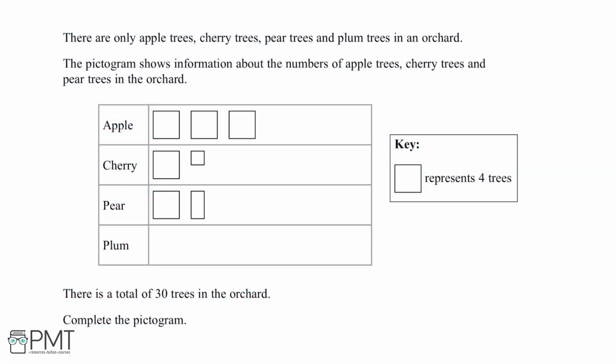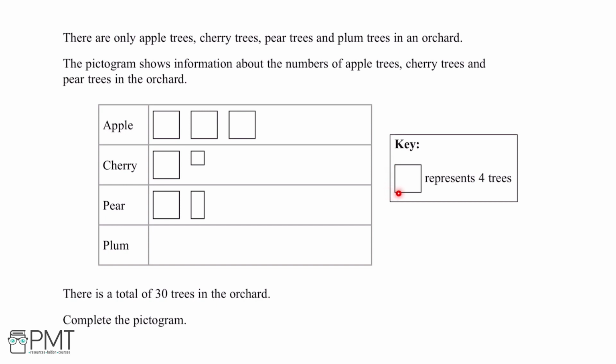There are only apple trees, cherry trees, pear trees and plum trees in an orchard. The pictogram shows information about the number of apple trees, cherry trees and pear trees in the orchard. There is a total of 30 trees in the orchard. Complete the pictogram. So in the pictogram we've been given a key.